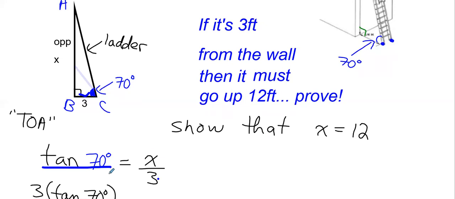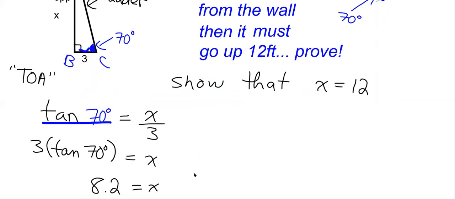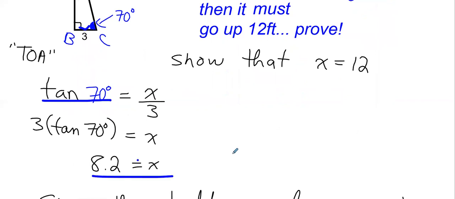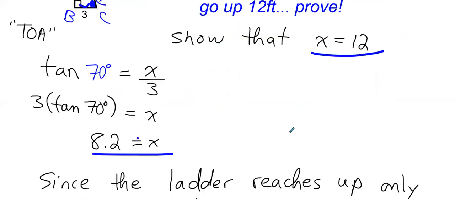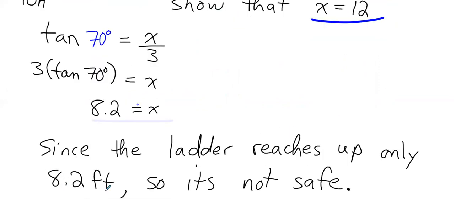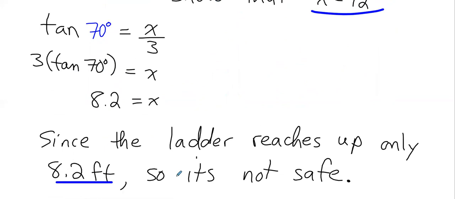tan of 70, use your calculator to find that. To get x, multiply both sides by 3, and you get approximately 8.2. Since x is 8.2, we wanted to show that x is 12 for it to be safe. If it's not, that ladder is not safe. Okay, so this is one little sample problem, but you need some trig ratios and some reference diagrams.